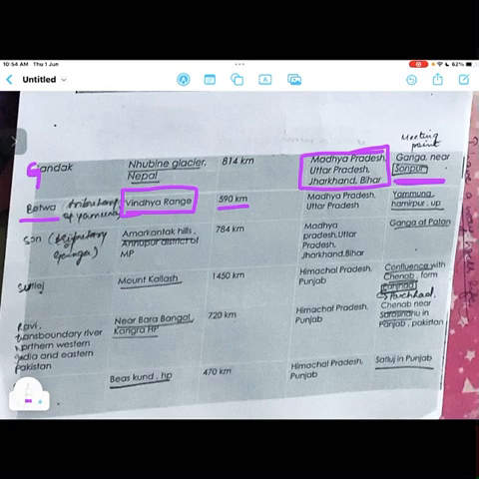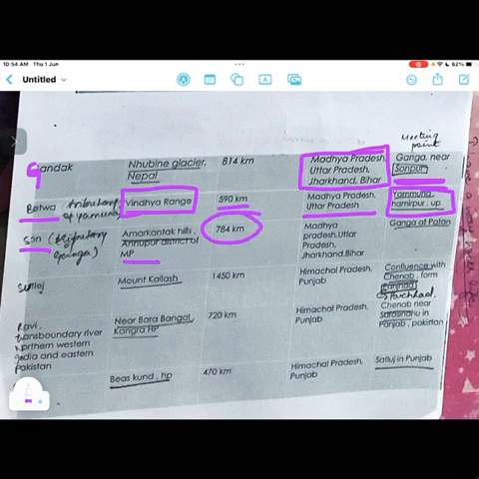The states that it crosses are Madhya Pradesh and Uttar Pradesh. Basically the Betwa river meets the Yamuna at Hamirpur, UP. Then there is the Son river, which arises from the Amarkantak Hills in Annupur district in Madhya Pradesh. It is 784 kilometers long, and the states are Madhya Pradesh, Uttar Pradesh, Jharkhand and Bihar. Then it meets the Ganga at Palan.